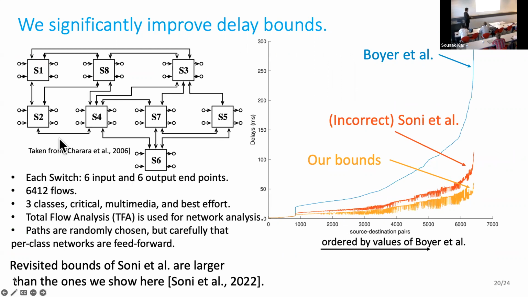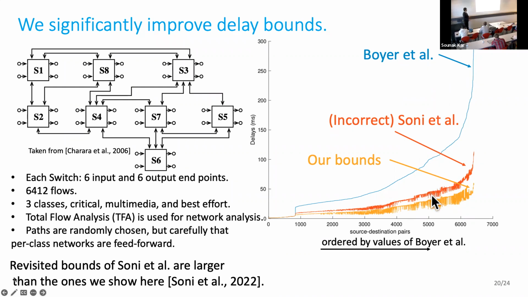Here, paths are chosen at random, but remain feed-forward. We use total flow analysis, TFA, as a network analysis. And here I'm plotting the delay bounds that we obtain for every flow. The top curve is the delay bound of Boyer et al. Then the flows are ordered by these values.